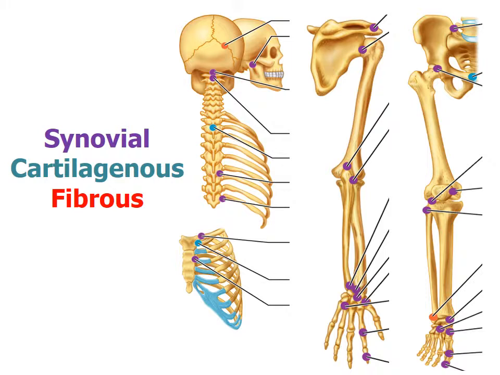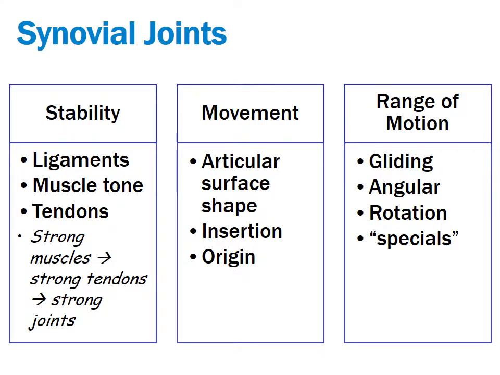A map of articulations. Now let's look at how shape of the articular surfaces affects the way the bones move. As mentioned, synovial joints are the most flexible articulations in the body and noted as diarthroses or freely movable.